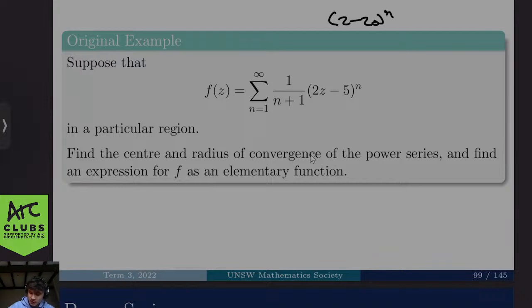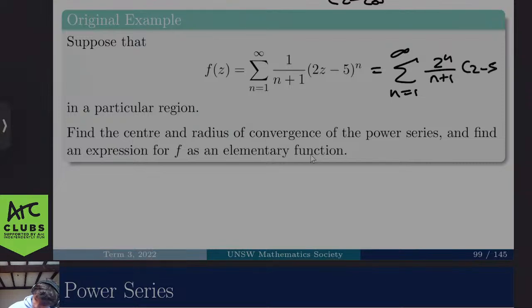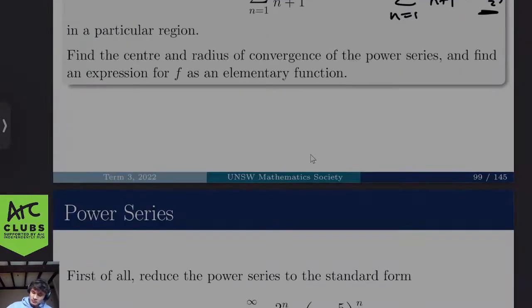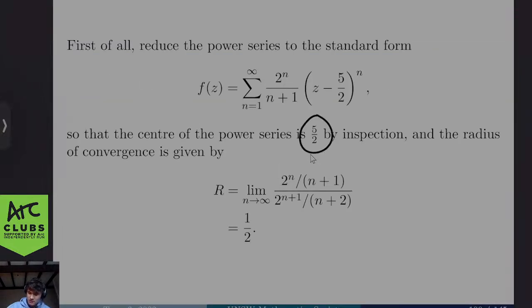So the issue is that my coefficient of z is not 1. So what we're going to do is take out a factor of 2. I'm going to rewrite it like this: 2 to the n plus 1, (z minus 5/2) to the n. So I take out that factor of 2, so it's easier for me to determine that the center of convergence is 5 on 2. We rewrite it like that, and it's clear to see that the center is 5 on 2.